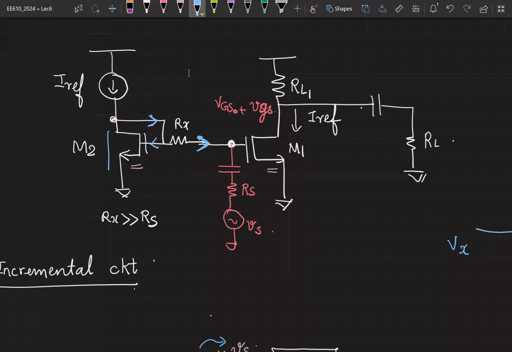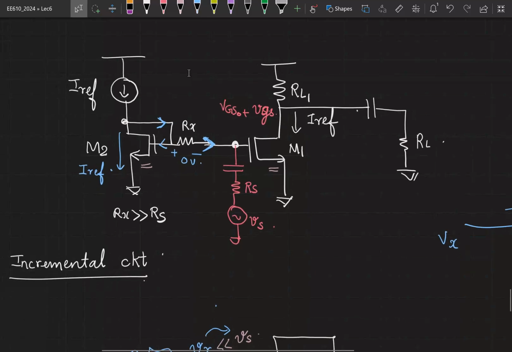So the entire IRF is flowing through M2. So no current flows through Rx. Therefore, the drop across this is going to be 0. So it doesn't affect our DC operating conditions, but it is offering a large impedance for the small signal picture. Is that clear? Okay. So you can do the analysis of this circuit and we'll continue in the next class. Thank you.